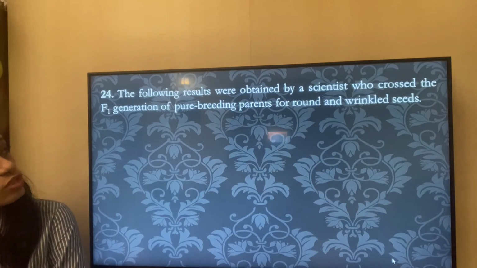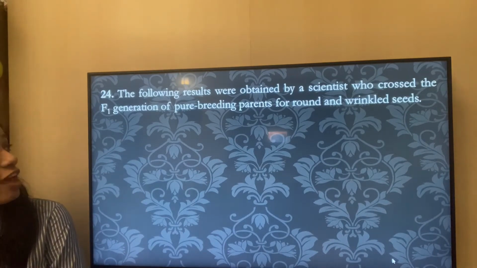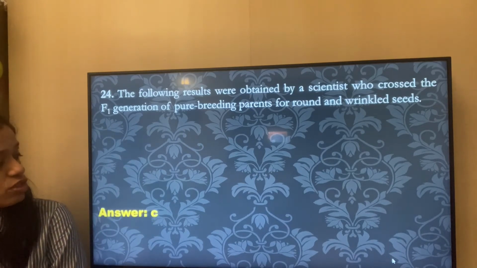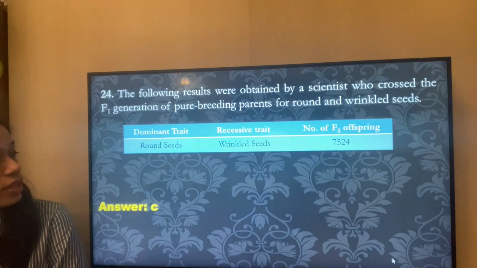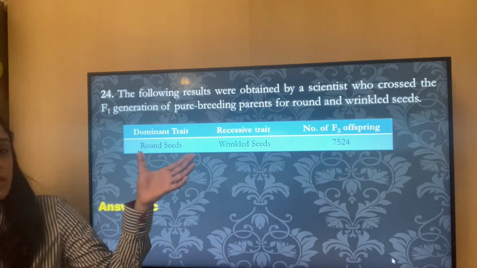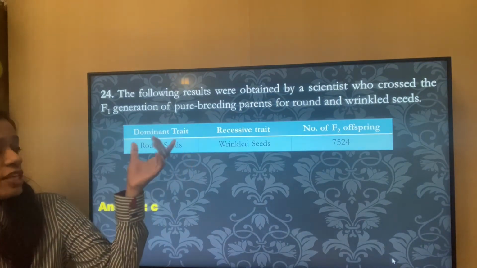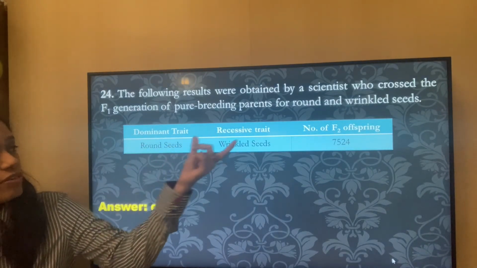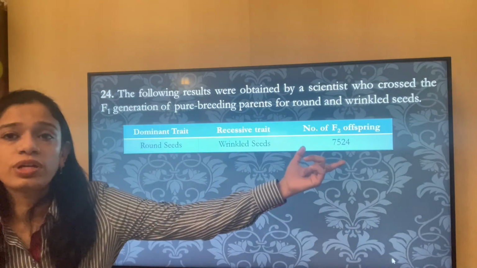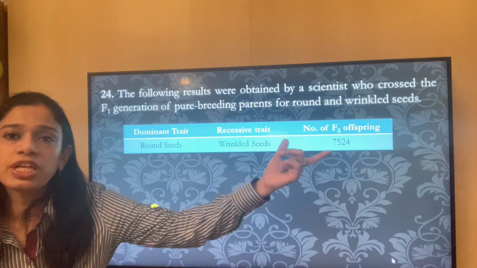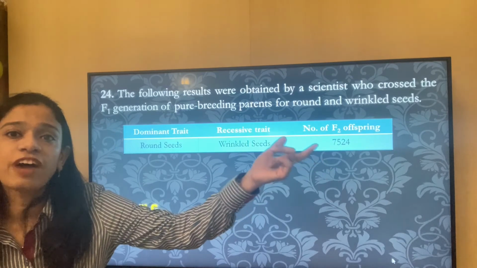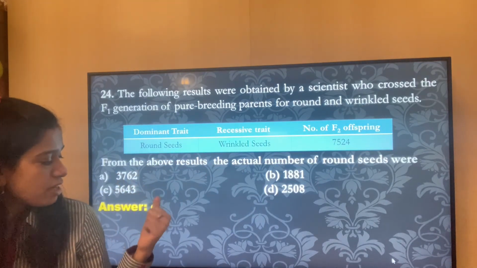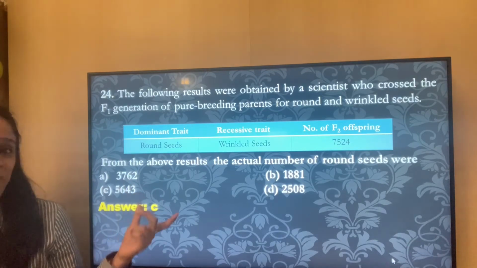The following results were obtained by a scientist who crossed the F1 generation of pure breeding parents for round and wrinkled seeds. So this was the result that was obtained. The dominant trait is round seeds, the recessive trait is wrinkled seeds, and the total number of offsprings that were obtained was 7,524. Because the answer has already come, let me explain you.